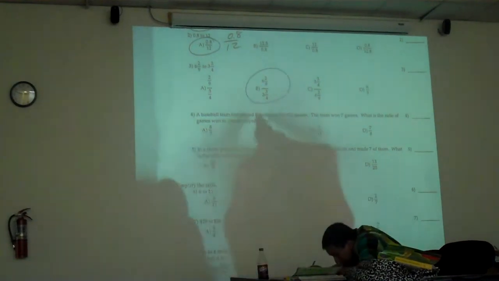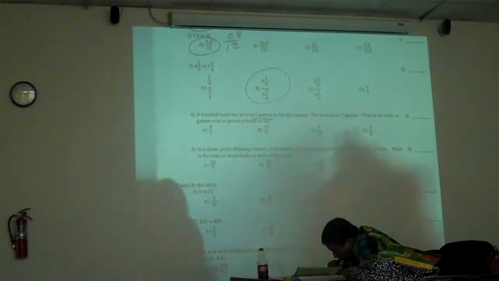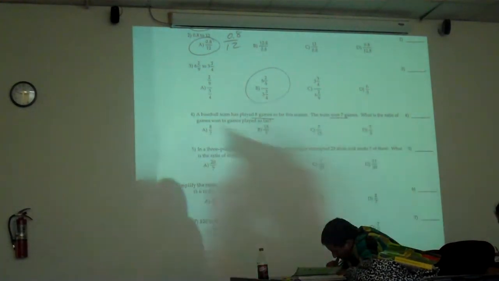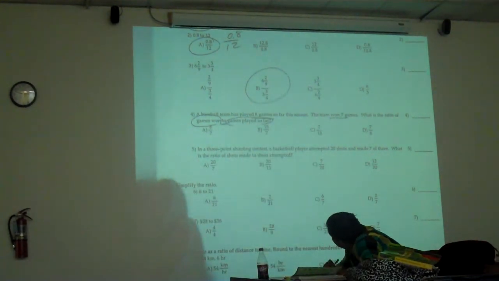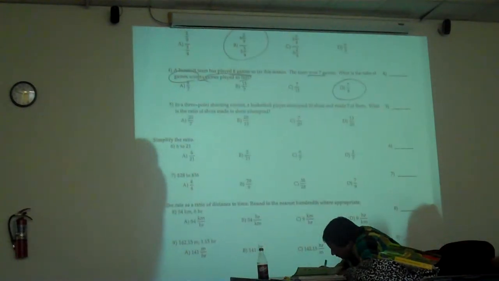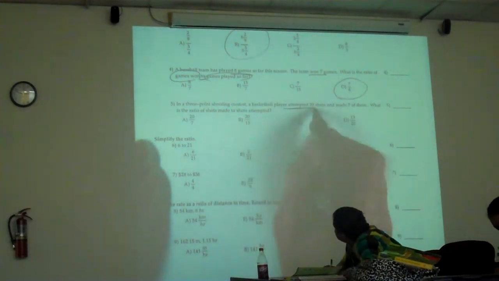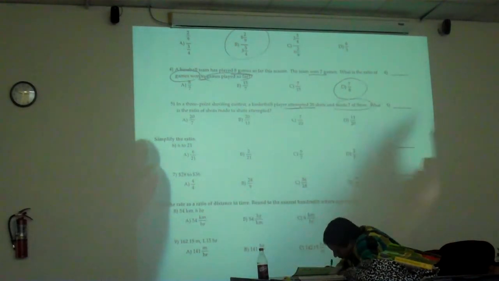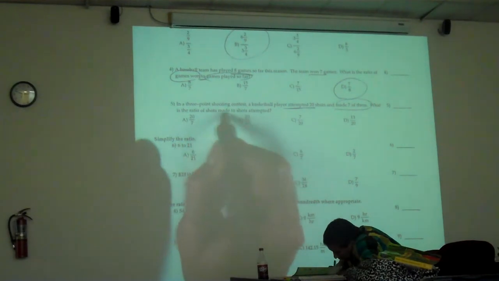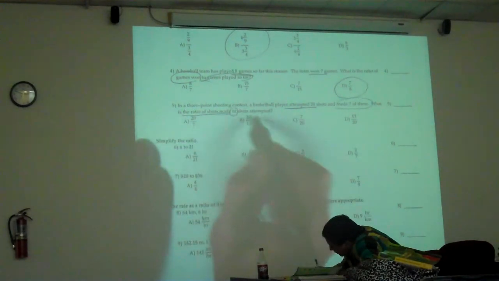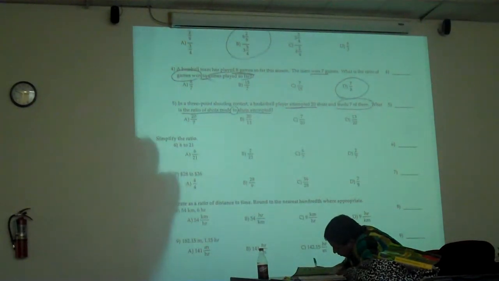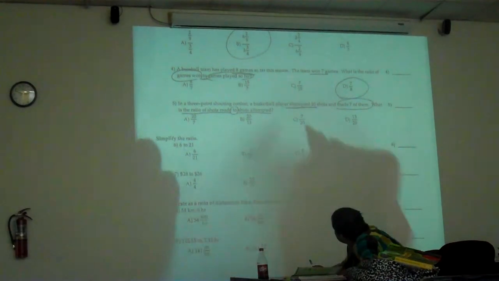Baseball team played 8. They won 7. You want the ratio of wins to games played. 7 to 8. 7 over 8. Number 5. In a 3-point shooting contest, they attempted 20, made 7. Ratio of shots made to shots attempted. 7 to 20. 7 over 20.